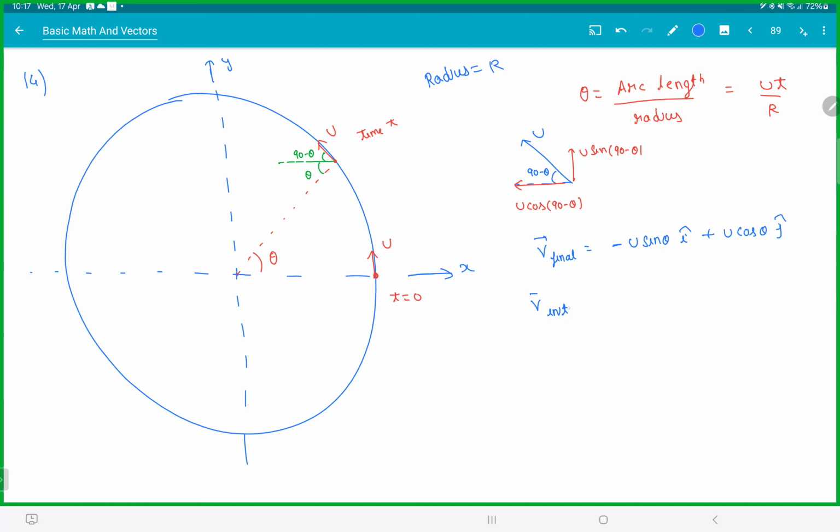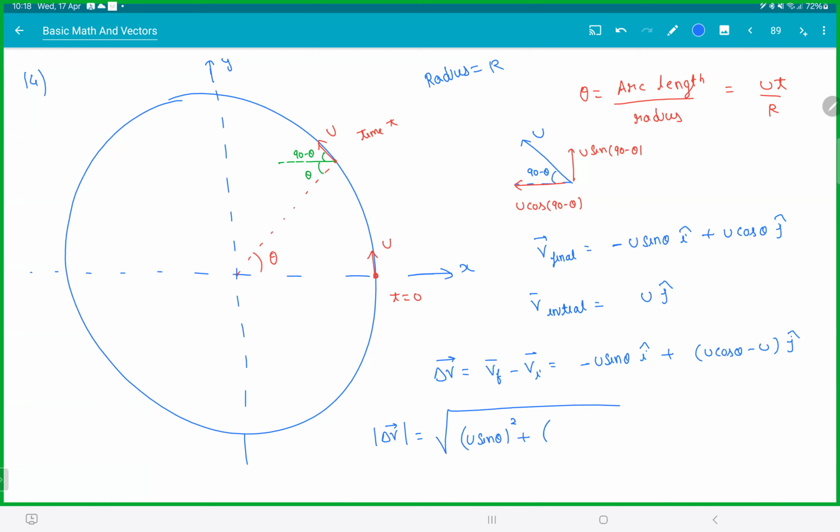V initial is at t equals 0. If you look at it, it is pointing upward. This is u j cap. Is this clear, everyone? So I'm asking you the change in velocity vector delta v bar. That would be v final minus v initial. That would be minus u sin theta i cap plus (u cos theta minus u) j cap. Subtract the i caps and j caps. Then I am asking you to find the magnitude. This would be root over the i cap component, u sin theta squared, plus the j cap component, u cos theta minus u, whole squared.